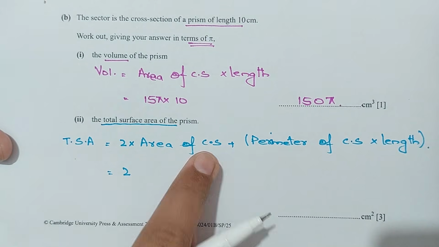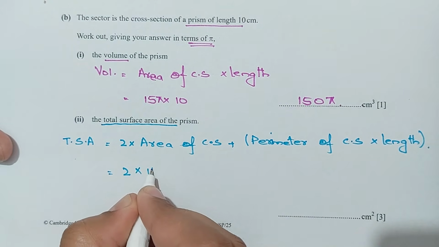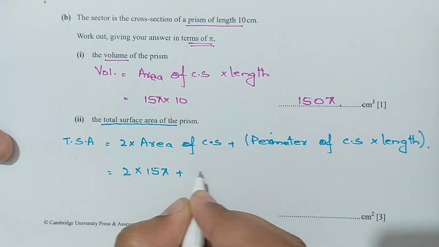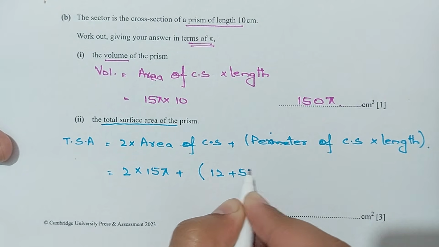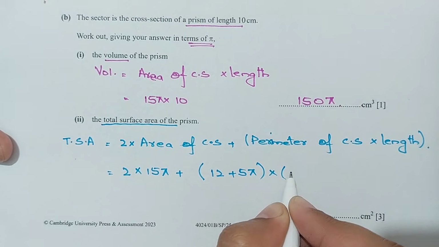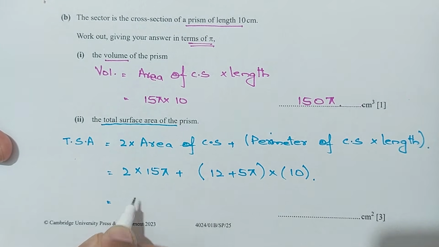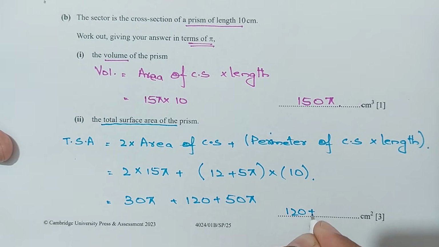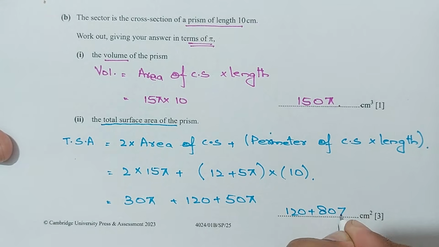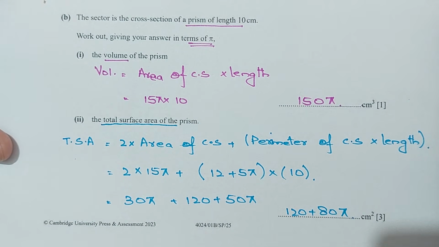Okay, so 2 times area of cross section is 15 pi, which is given, plus perimeter of cross section, which is 12 plus 5 pi, and multiply it with the length, which is 10. 2 times 15 is 30 pi, plus 12 times 10 is 120, 5 times 10 would be 50 pi. So this would be equals to 120 plus 50 plus 30, which is 80 pi. 120 plus 80 pi centimeter square is the total surface area of the prism.